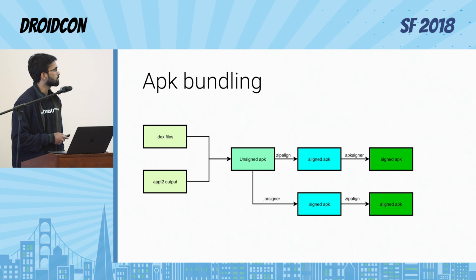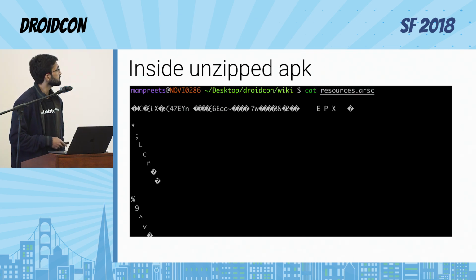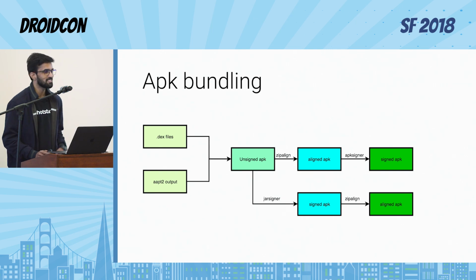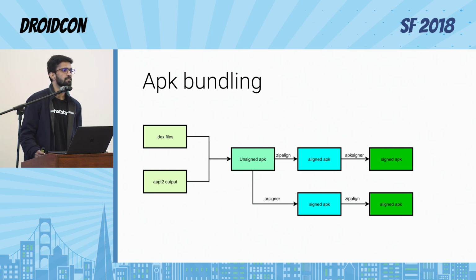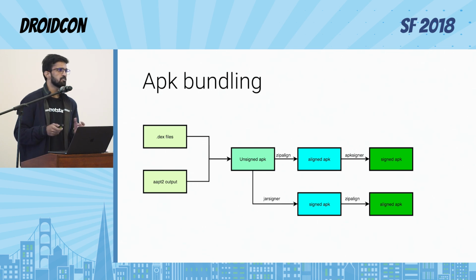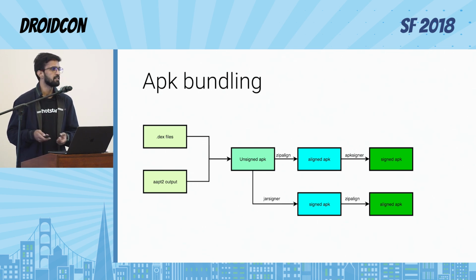The other way is by using the jarsigner. So at the end of the day, we are getting the APK that we needed. Let's go back to this. We know what we want: we want to change the donation URL in the Wikipedia app. So we have to figure out where this donation URL might be present.